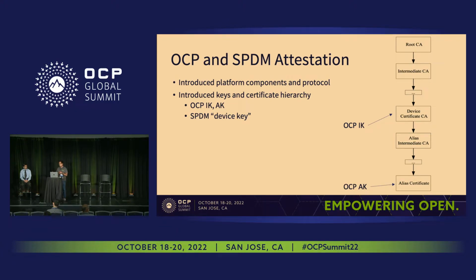On the right-hand side, you see a certificate chain that comes from the SPDM 1.2 specification. And there you can see at the top, there's the root certificate authority, intermediate certificate authority. These are provided by either the device manufacturer or the device vendor. Where we start getting into the device certificate chain is the device certificate CA, and then alias intermediate CA, and the alias certificate. And so correlating these with the OCP terms, the device certificate CA is the OCP identity key, and the alias certificate is the OCP attestation key.